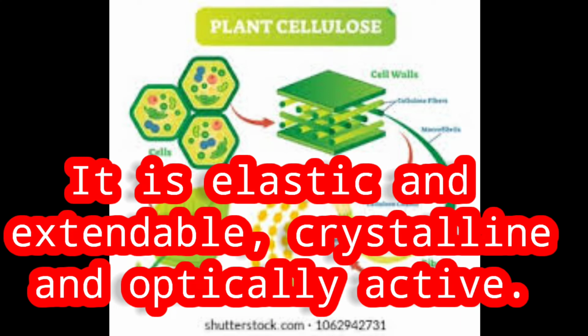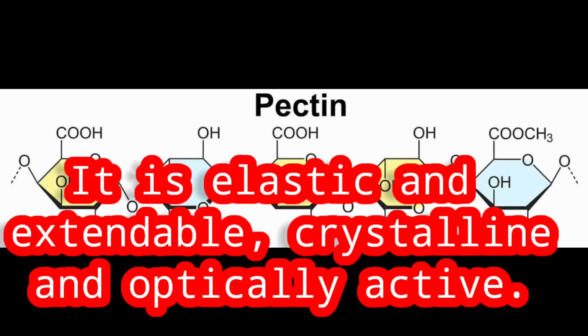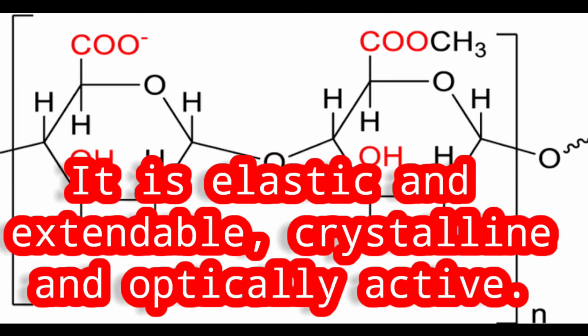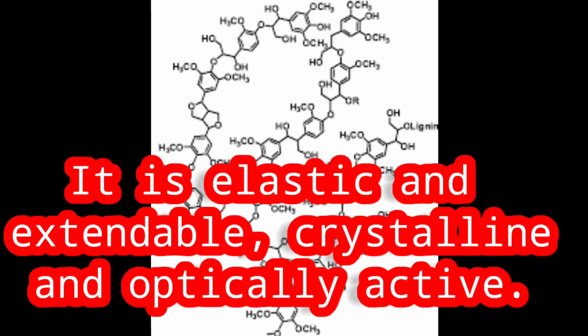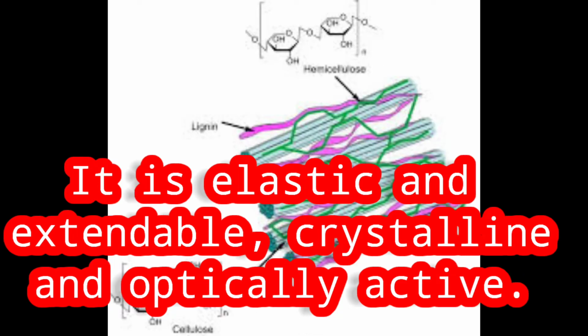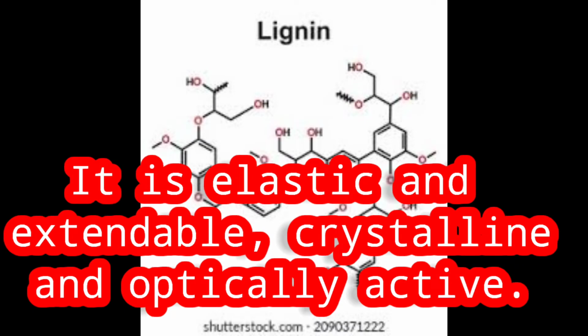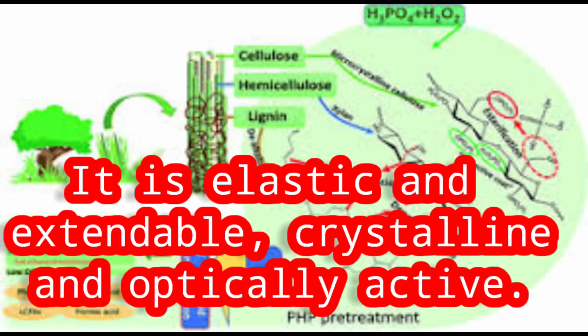It is elastic, it grows with the cell, extendable, crystalline, and optically active. It is crystallized and optically active means it bends the polarized light. When it passes through, it bends the light. So the compounds which show optical activity are known as optically active compounds.